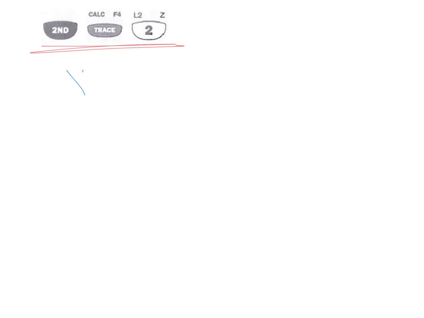And so you end up with these 3 zeros: negative 0.86, 1.68, and 4.18. And those are the solutions to that equation.